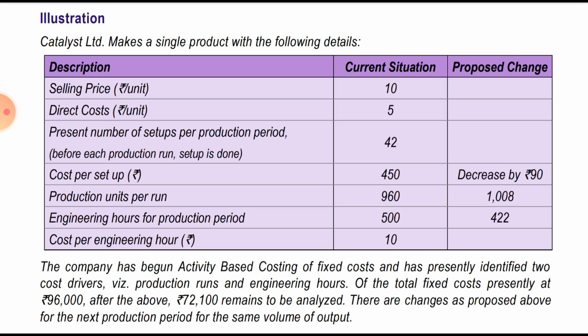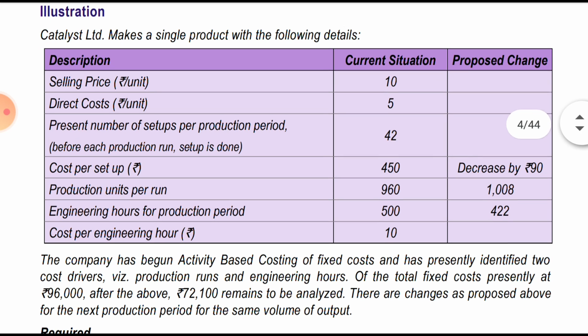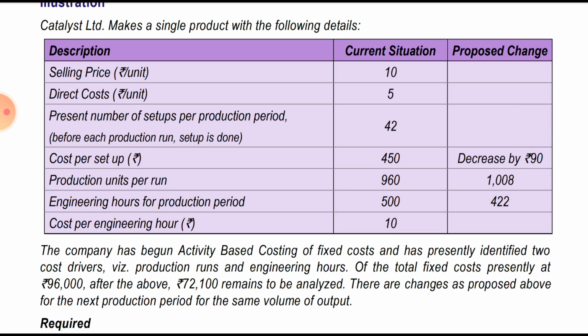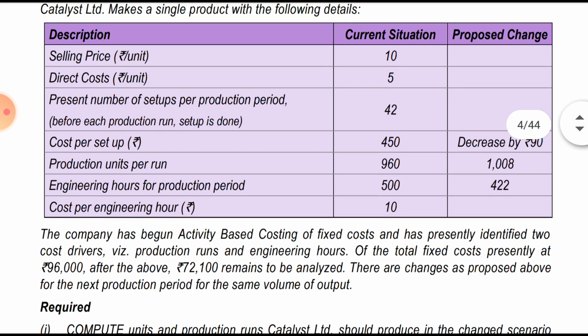There is a current situation as well as a proposed situation in the question. Setup cost per setup they have given, then production run 960 production units per run, then engineering hours and the cost per hour they have given. Okay, there are proposed changes which they have made. That is, setup cost has reduced by 90, so it will be 360. Production units per run has been increased, and engineering hours has been reduced.